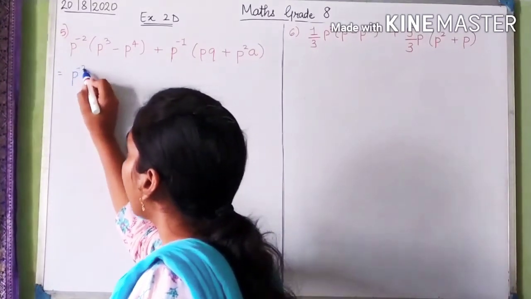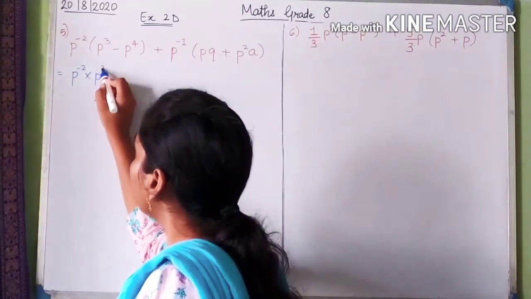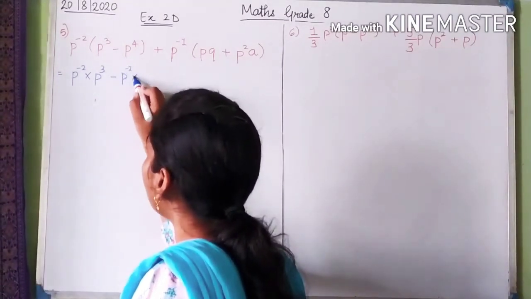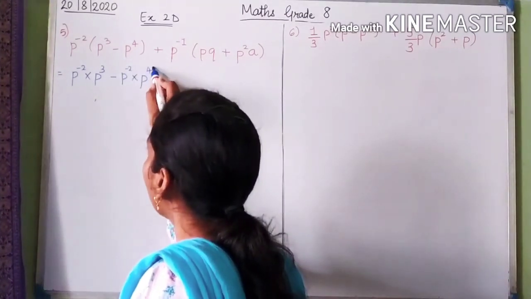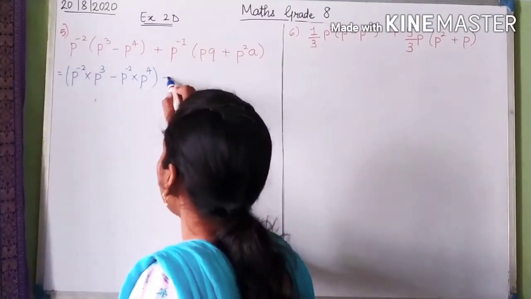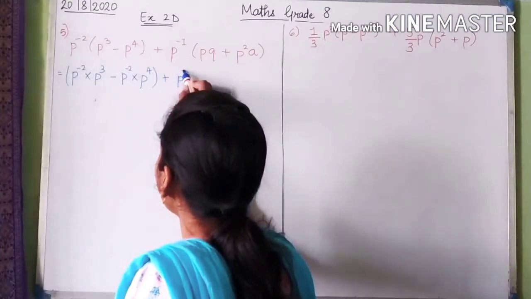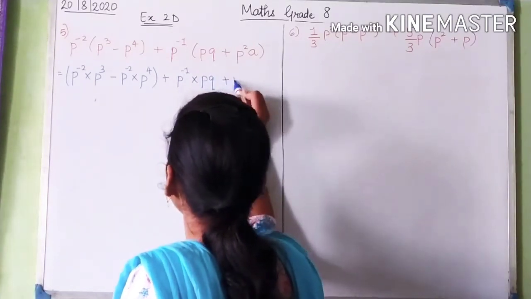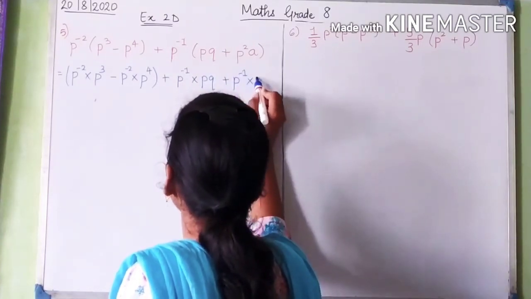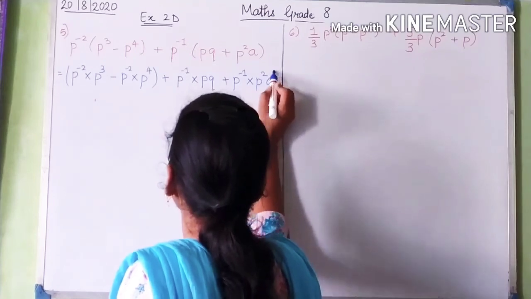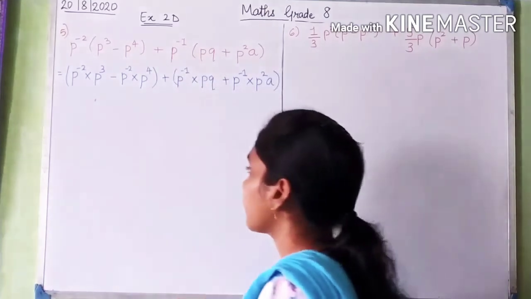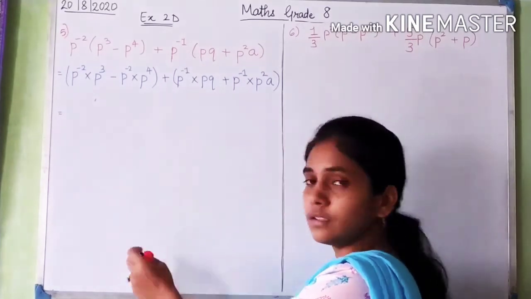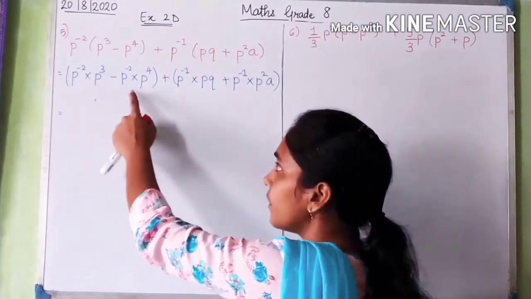So p raised to minus 2 multiplied by p cube, the first term, minus p raised to minus 2 multiplied by p raised to 4. Okay. First expression. Now second, p raised to minus 1 multiplied by p cube plus p raised to minus 1 multiplied by p square a. Okay. The second expression. Now we solve. Here this is a little easy because there is only one variable.